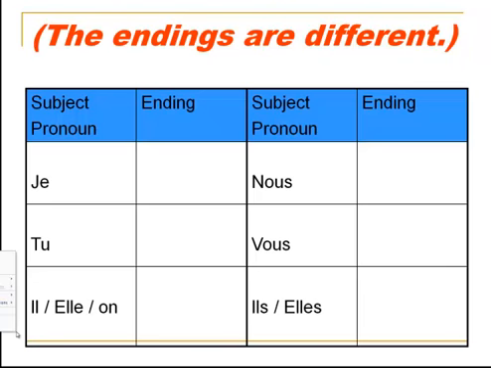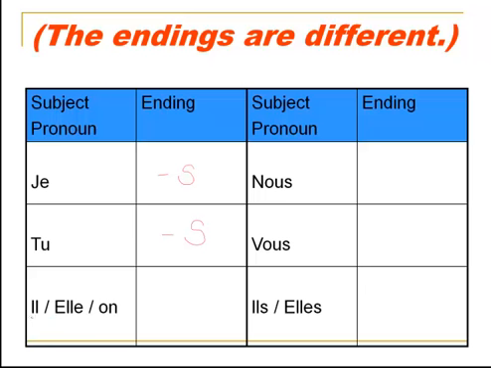Alright, so if our subject is je, the ending that we're going to replace the RE with is the letter S. For tu, it's also going to be the letter S. And I'd like to point out that both in the je form and the tu form, that letter S is silent. You know that you don't pronounce S's at the end of French words. So you won't do that for RE verbs either.